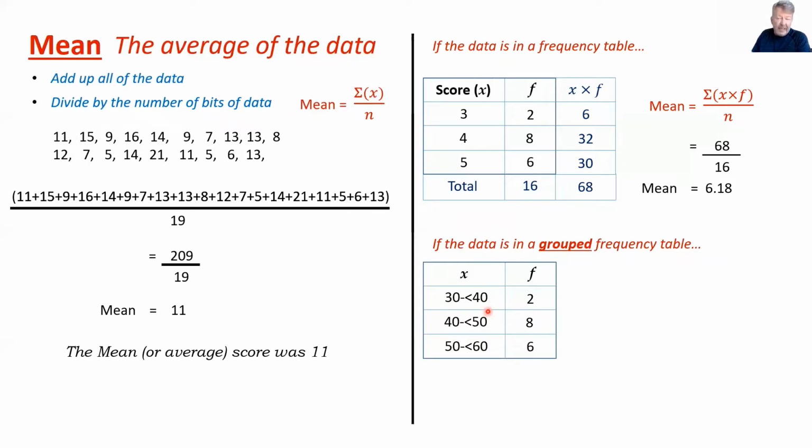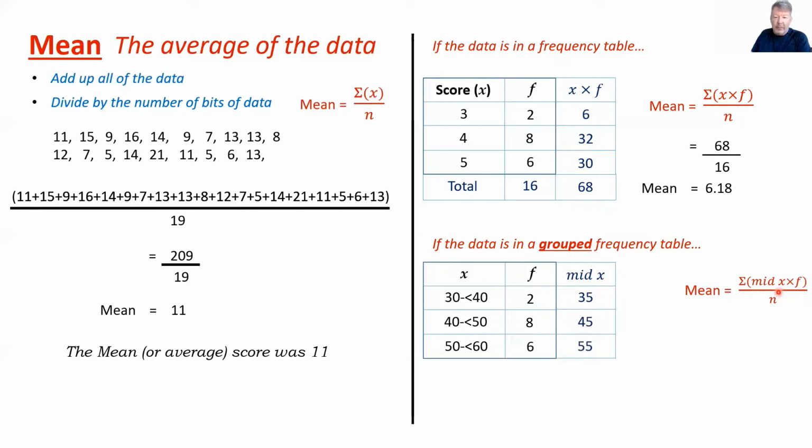Very, very similar again. The equation, mean, is the sum of the midpoint of x times the frequency. So we can't do 2 times 30 to 40. The best we can do, we're hedging our bets a little bit here, the best we can do in this situation is use the middle of that range. So we'll add a column and we'll make this column the midpoint of x. So halfway between 30 and 40 is 35. Halfway is 45 and halfway is 55.